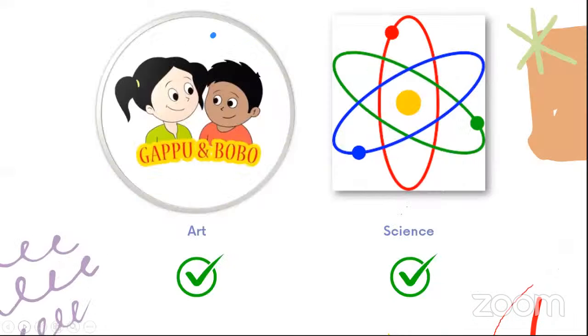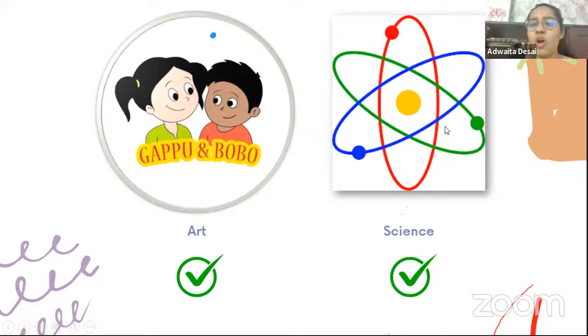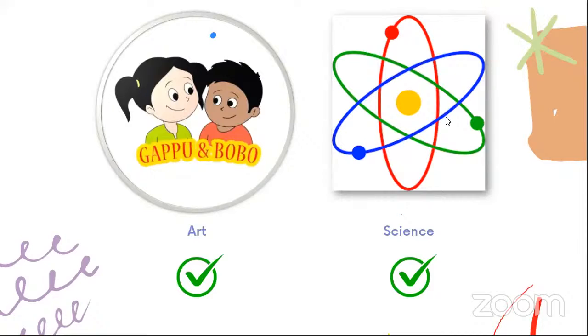Okay? I hope now you have also understood how to solve science. So, what is necessary to have a scientific attitude? Sohana, can you tell me what are the 4 superpowers that we need to have a scientific attitude, just like Gappu and Bobo? Curiosity, yes. Wisdom, yes.